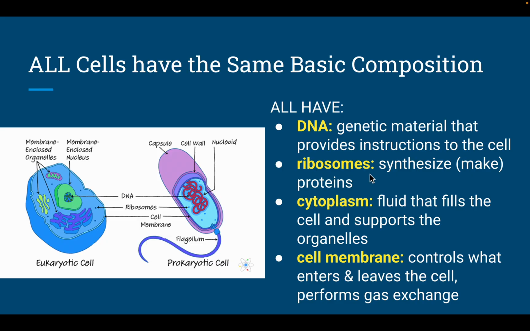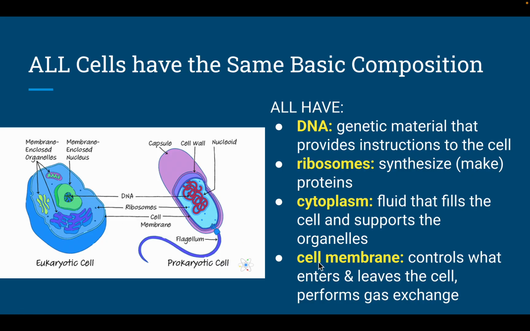All cells have ribosomes. Ribosomes synthesize, which is the word in biology to make. They make proteins, and the ribosomes are the little blue dots inside these cells. Next, all cells have cytoplasm. Cytoplasm is the fluid or water that the cell is full of. Here, that water is the blue background. And in this cell, it's also blue, all of the water in the cell.